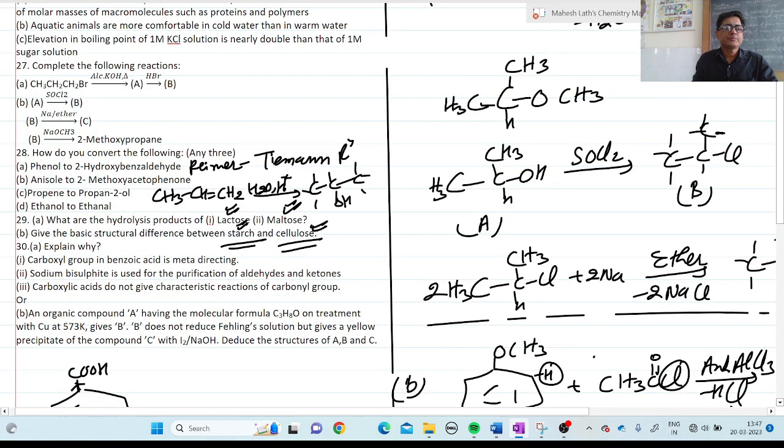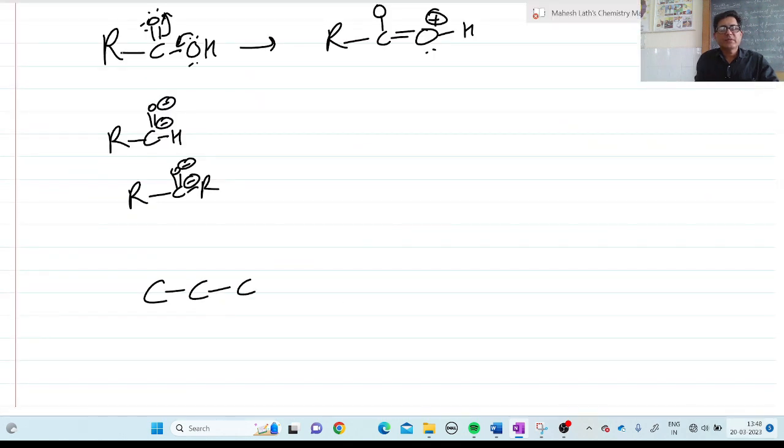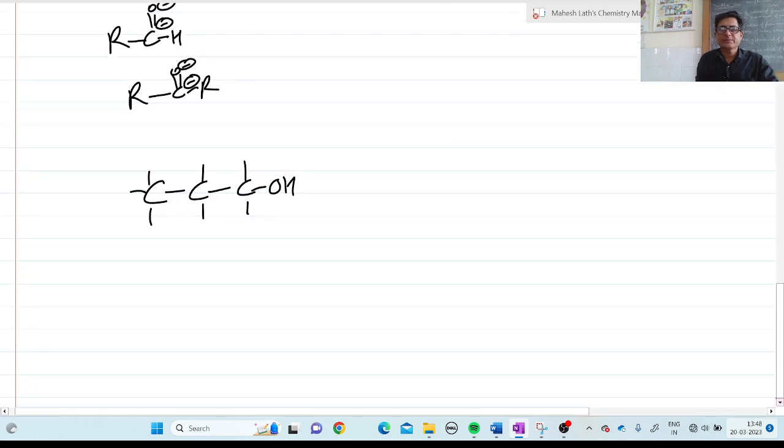Next question. An organic compound A having the molecular formula C3H8O on treatment with copper at 573 Kelvin gives B. B does not reduce Fehling's solution. That means B must be a ketone, not an aldehyde, but gives a yellow precipitate. That means this ketone must have a COCH3 group. So let us form the compound. C3H7OH. One possibility is this, and the second possibility is this one.